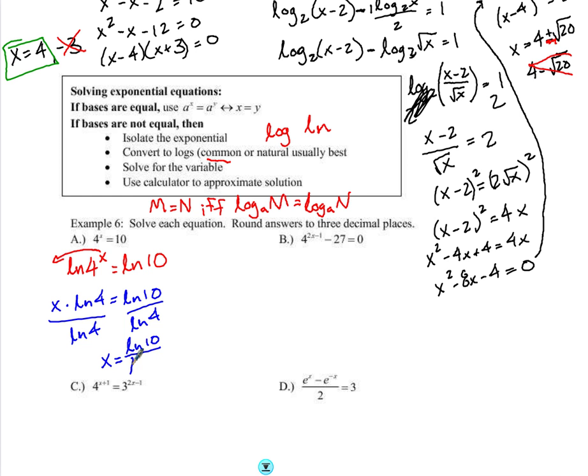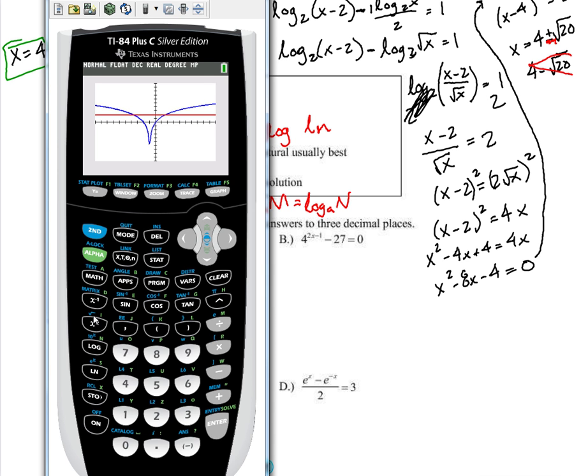Natural log of 10 divided by the natural log of 4 is going to give you your value. Rounded to 3 decimal places is 1.661.